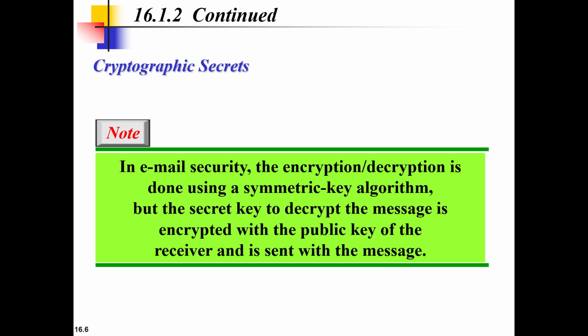Now Alice can create a secret key and send it with the message she sends to Bob. To protect the secret key from interception by Eve, or you can say the third party, the secret key is encrypted with Bob's public key. In other words, we can say the secret key itself is encrypted.